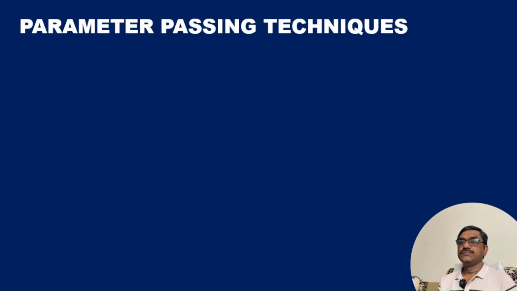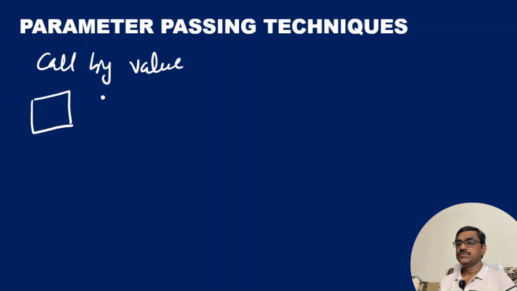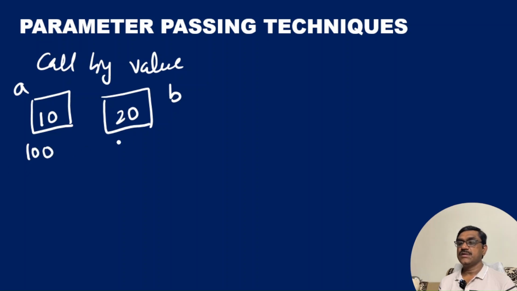Right. Now, here I'm going to talk about the first one, call by value. Here I'm going to take the variables A, B of the main and the variables A, B of the swap. Now I'm taking the values of A and B. The A value we have taken is 10 and the B value is 20. The address of A is 100, the address of B is 200. Assume that. So this is about main.